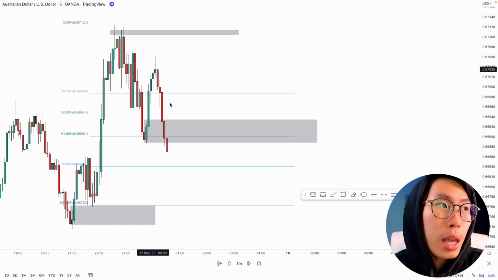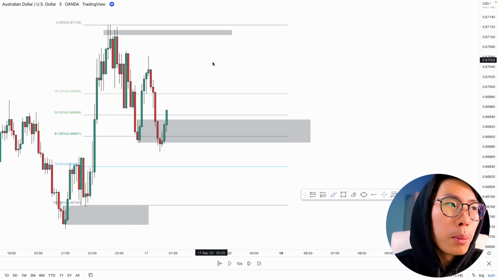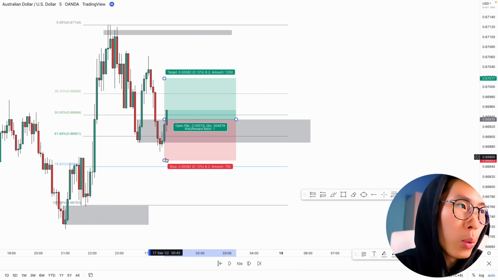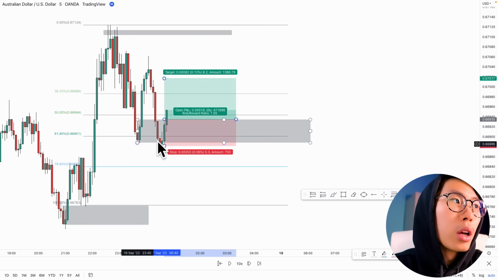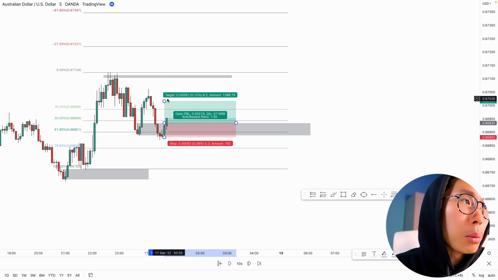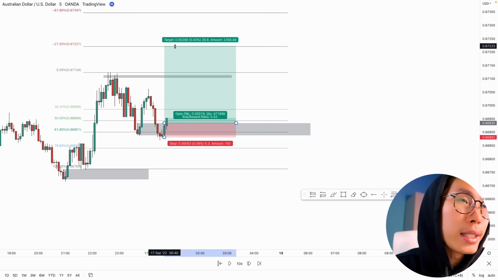So we see price came back down to this area and you can see price is just showing us that it's going to reverse and head back up. At this point of time, I will have entered for my buy position right here. Once again, place my stop loss below this 61.8 retracement level or demand zone, whatever, and then place my take profit at the -27 extension level.